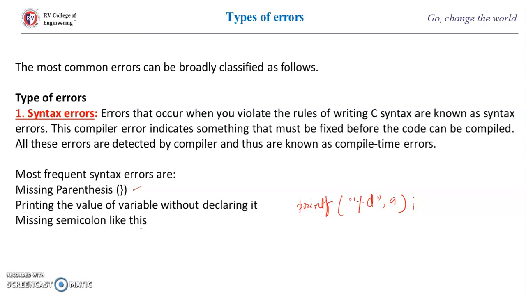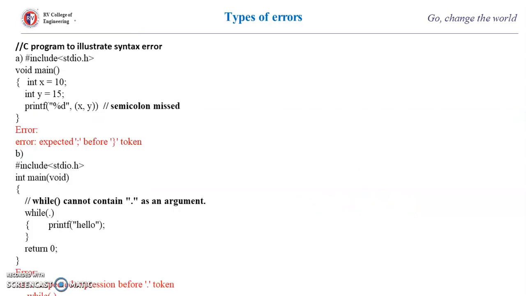So let's discuss one program. This is the program to explain the syntax error. The first one, you can see here we have declared two variables x and y, and the value of x is initialized to 10 and y is 15. And see here in printf, after printf we have missed the semicolon. So when we compile this code, it will give this error, expected semicolon before this token. So this is the first example.